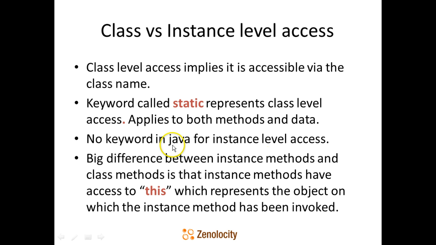For instance level access, there is no keyword in Java, and you always access an instance level method or a data member by using an object of the class. And the important difference between instance methods and class methods is that instance methods have access to the this keyword, which represents the current object on which the instance method has been invoked.